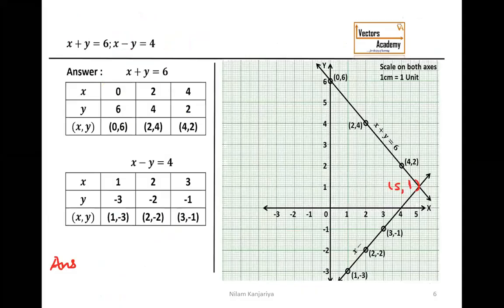So this is your exact graph, and your x is 5 and y is 1. By any method you can find this value. You always get x is 5 and y is 1. Hope you are clear. Let's move on to the next example. This is your question: x minus y is equal to 1 and the second is 2x plus y is equal to x.